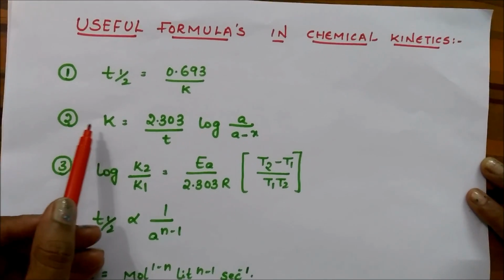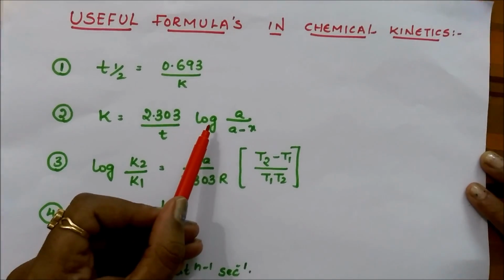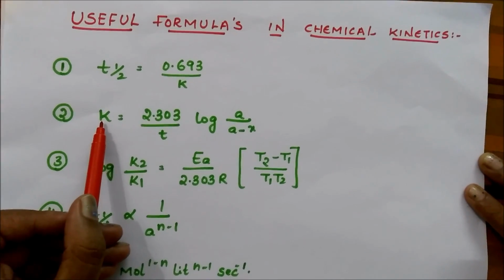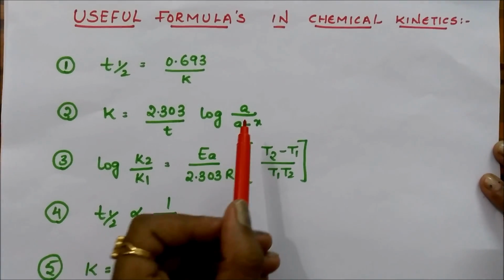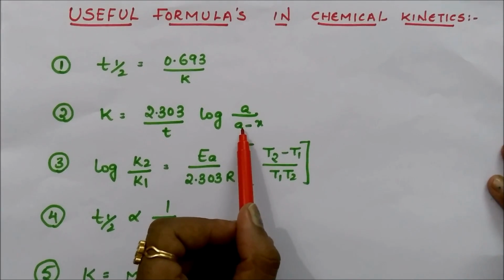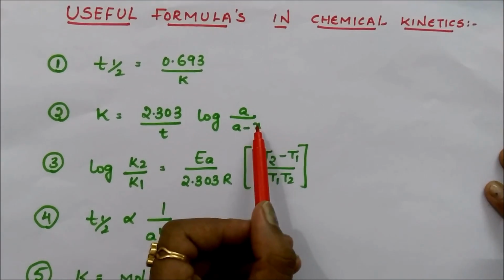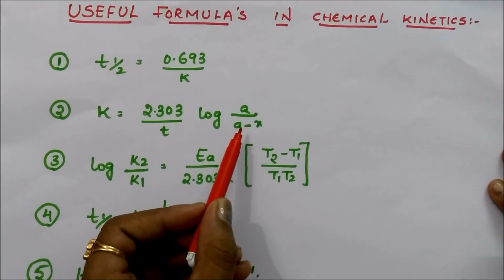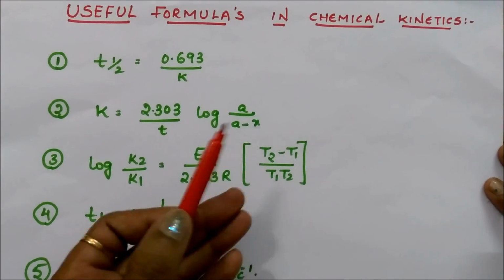Coming to the second formula, K is equal to 2.303 by T log of A by A minus X, where K is the rate constant, T is the time taken for the reaction, A is the initial concentration of the reactants divided by A minus X. A is the initial concentration, right? This X is the amount of substance that is reacted. Therefore, A minus X is nothing but the amount of the substance left after the reaction.